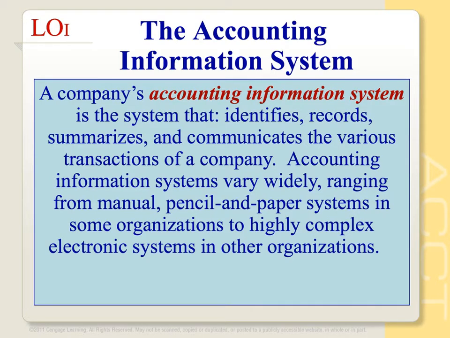So we've been working with the accounting information system since we began with Chapter 1. A company's accounting information system is the system that identifies, records, summarizes, and communicates various transactions of a company.